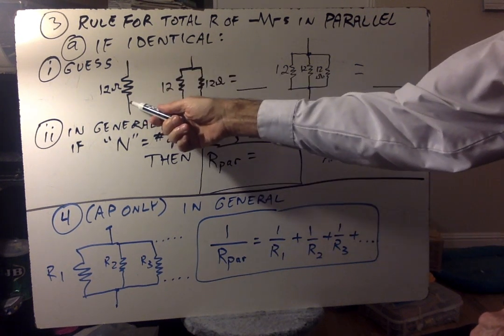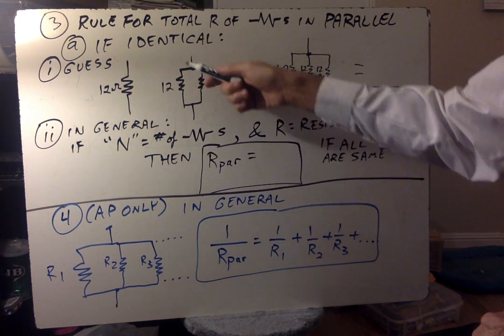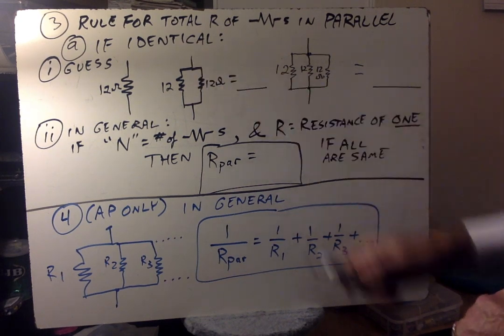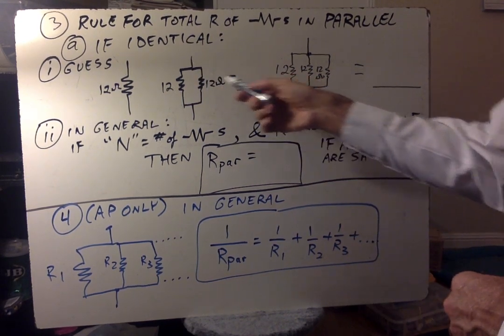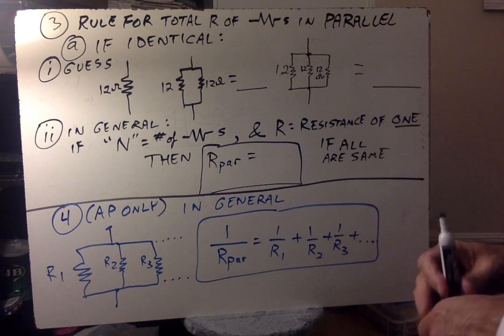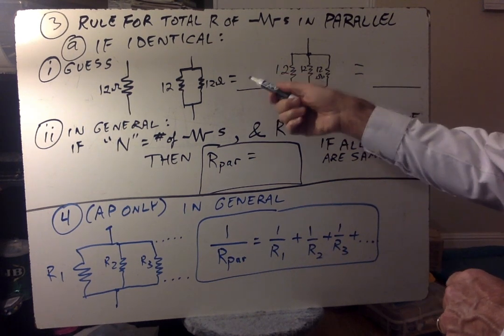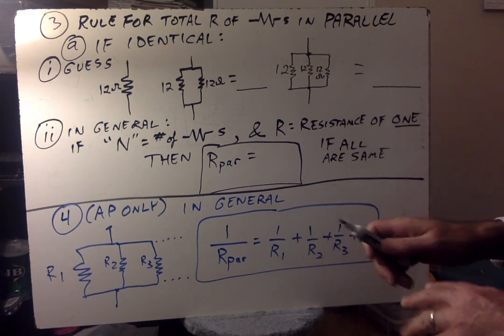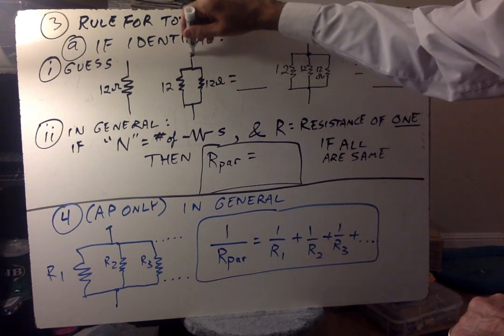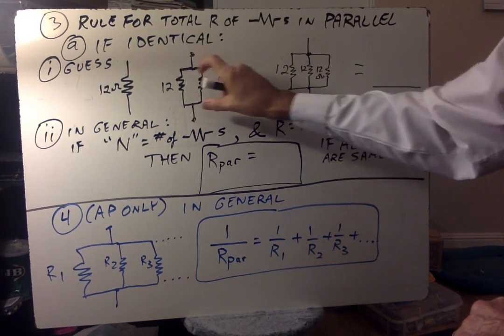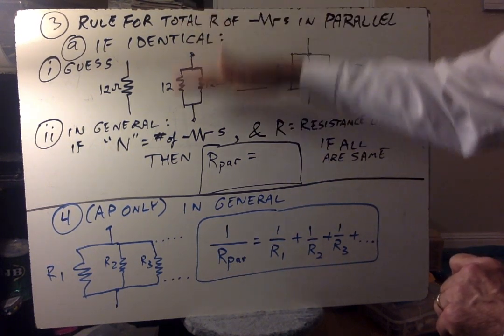Here's one resistor with a resistance of 12. Then we put two side by side, a 12 and a 12, and ask yourself, pause the video, what do you think the total resistance of this group would be? Now this is tricky because a lot of people want to write 24. That's absolutely incorrect.